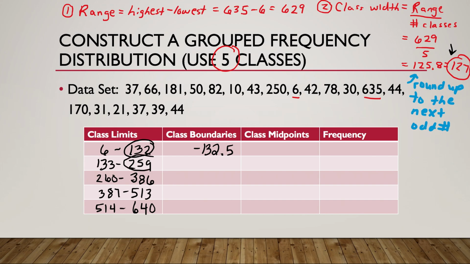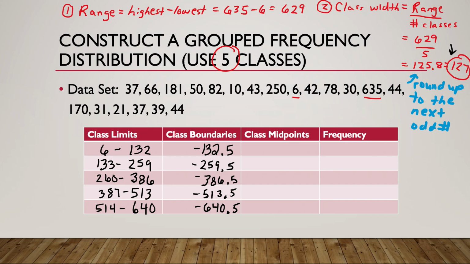So the next one will be 259, and I'm going to put a 0.5 on the end of that. What I'm doing is making these values just a little bit more. So we'll have 386.5, we'll have 513.5, we will have 640.5. And again, that is taking the right-hand numbers and increasing them by just a little bit, by the 0.5. And boundaries essentially always end in a 0.5.